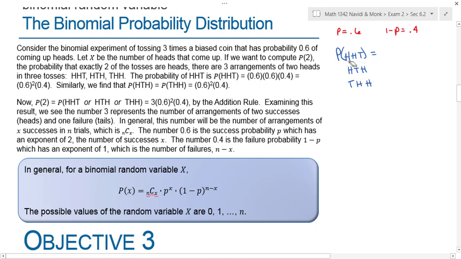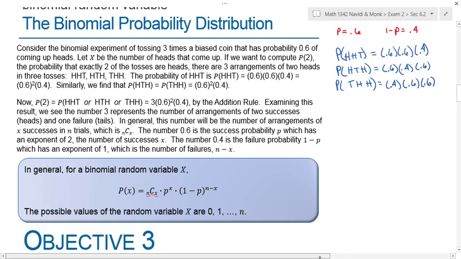If I wanted to calculate the probability of head, head, tail, that would be equal to 0.6 times 0.6 times 0.4, because the probability that I get a tail is 0.4. That's one way that I could get 2 heads. This is another way that I could get 2 heads, and that would be 0.6 times 0.4 times 0.6. And this would be another way, the last way that I could come up with 2 heads and a tail. And that would be 0.4 times 0.6 times 0.6.